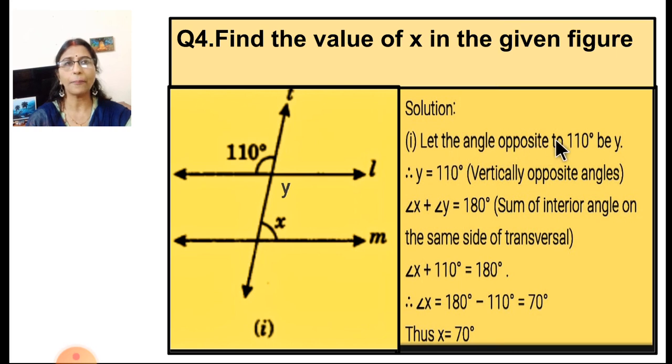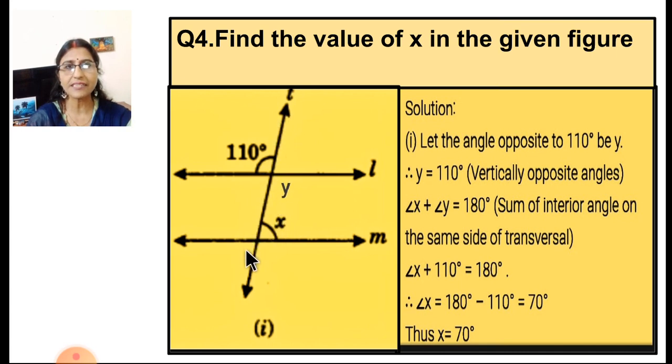Let the angle opposite to 110 degree be y. So this angle, let us take y, and this is given 110. Now you can see this angle and this angle, they are vertically opposite to each other. So as this is 110 degree, this y also will be 110 degree. So y is also equal to 110 degree, as they are vertically opposite angles.